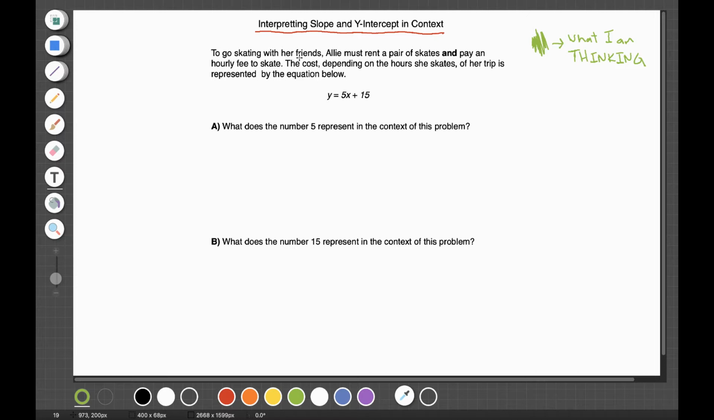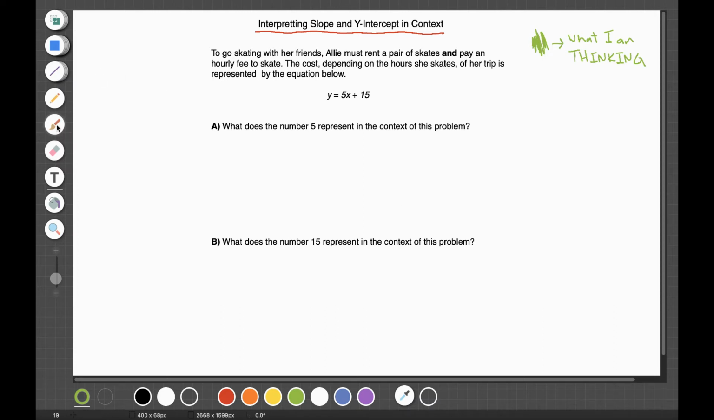To go skating with her friends, Allie must rent a pair of skates and pay an hourly fee to skate. The cost, depending on the hours she skates, of her trip is represented by the equation below, y equals 5x plus 15. What does the number 5 represent in the context of this problem? What does the number 15 represent in the context of this problem?